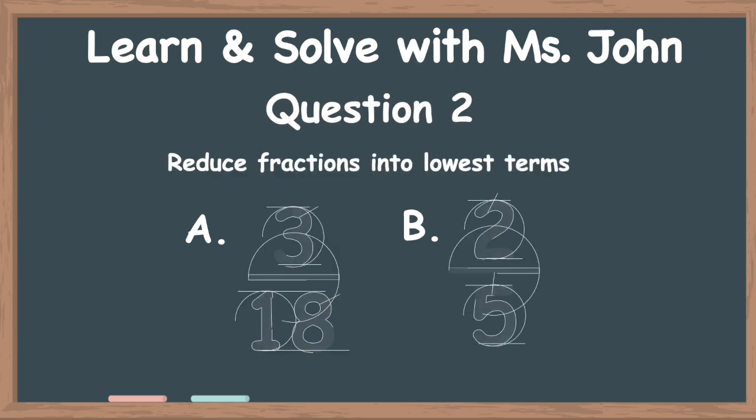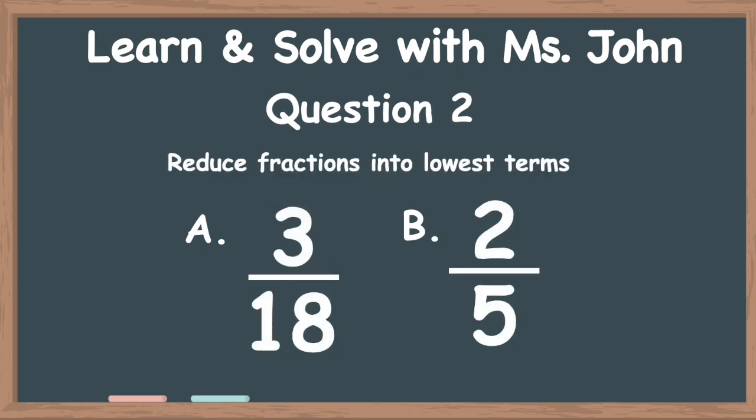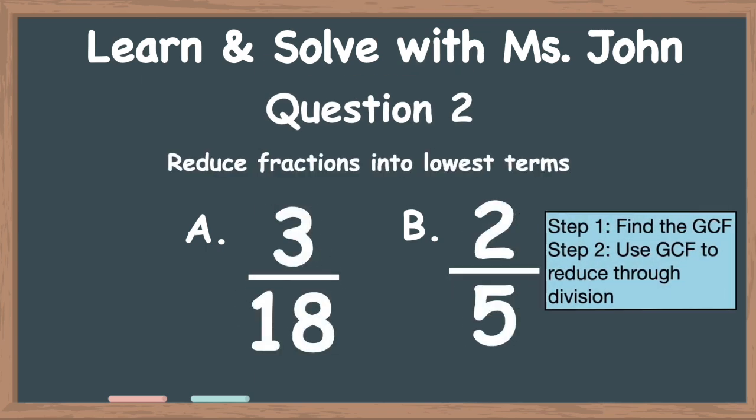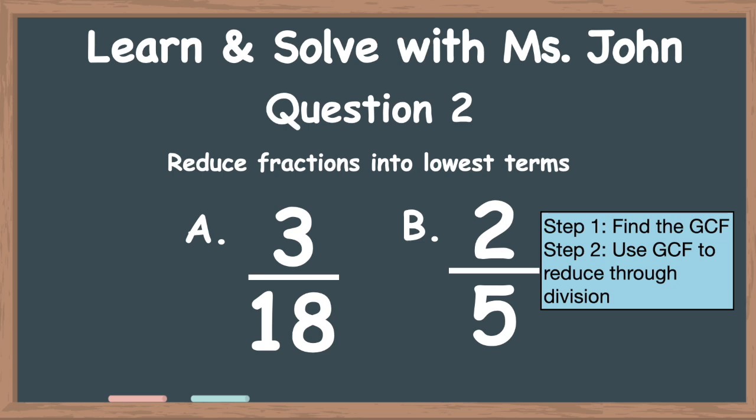Question number 2. Reduce these two fractions into lowest terms. Let's go through the steps. Step 1, you're going to find the GCF, and then step 2, you're going to use the GCF to reduce through division.